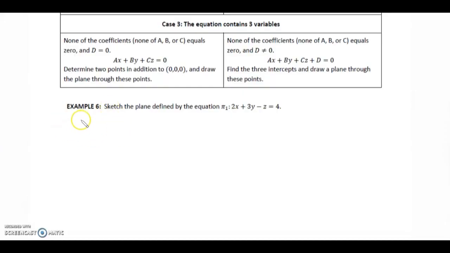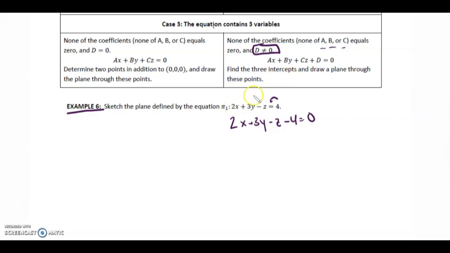Okay, example 6. Sketch the plane defined by the equation 2x plus 3y minus z equals 4. So if we brought this 4 over, we would have 2x plus 3y minus z minus 4 equals 0. Okay, and in this case, this is case 3 where d does not equal 0. So none of the coefficients equal 0. So we have an a, b, and a c value, which is 2, 3, negative 1. Okay, and we have a d value because d does not equal 0. So we have a negative 4.